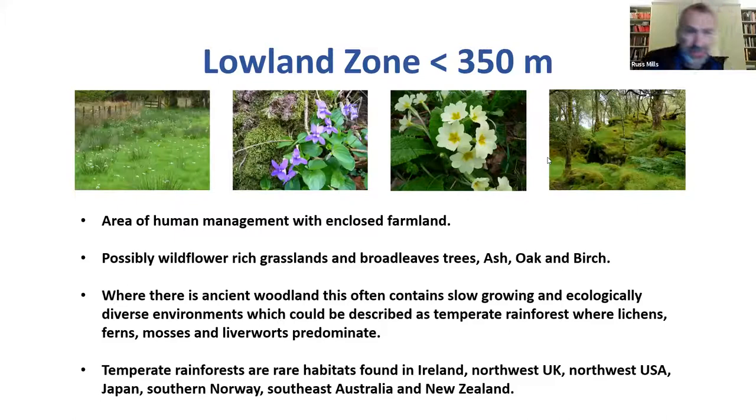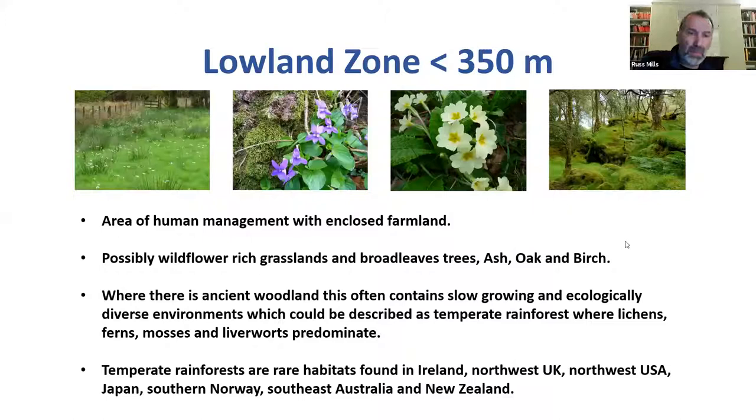And here you're also going to find ancient woodlands, which can often contain slow growing and ecologically diverse environments. And these are labeled as temperate rainforests, a very interesting environment. And in temperate rainforests, you get lichens, ferns, mosses, liverworts. These are the plants that predominate, and they take a long time to develop, and they're very rare habitats.